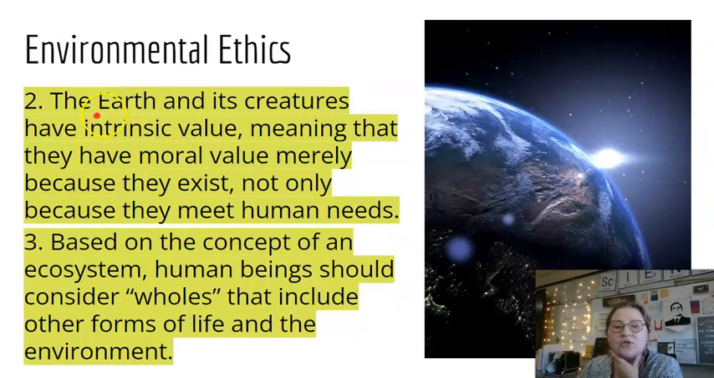The second is that Earth and its creatures have intrinsic value, which means that they have moral value merely because they exist, not only because they meet human needs. We've already talked about how some of the natural world helps us be able to survive, but this is saying we should care because of their existence, not just because they serve us. And then the third is, based on the concept of an ecosystem, human beings should be considered wholes that include other forms of life and the environment.